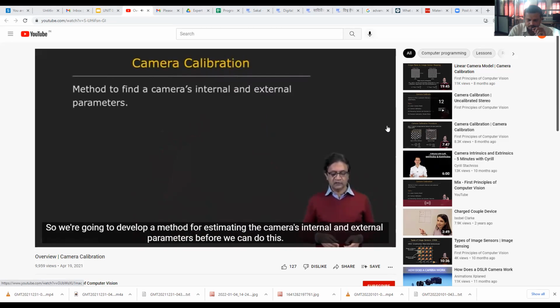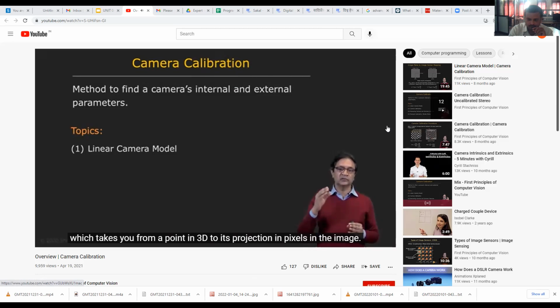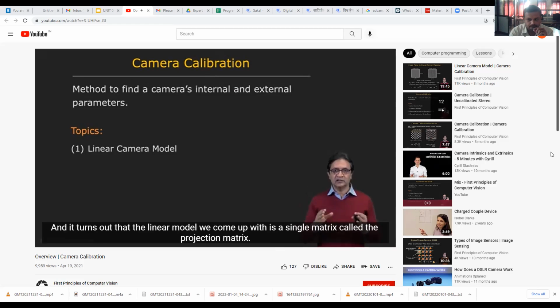So we're going to develop a method for estimating the camera's internal and external parameters. Before we can do this, we first need a model for the camera. And this is what we refer to as a camera model or a forward imaging model, which takes you from a point in 3D to its projection in pixels. And we would like this camera model to be a linear model. We know that estimating linear models is much easier than estimating nonlinear models. And it turns out that the linear model we come up with is a single matrix called the projection matrix.